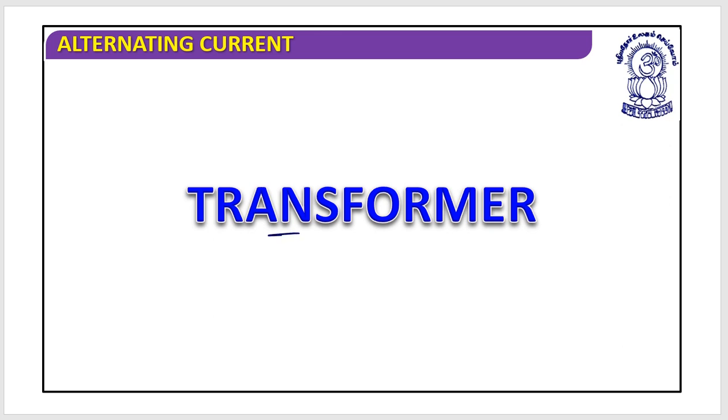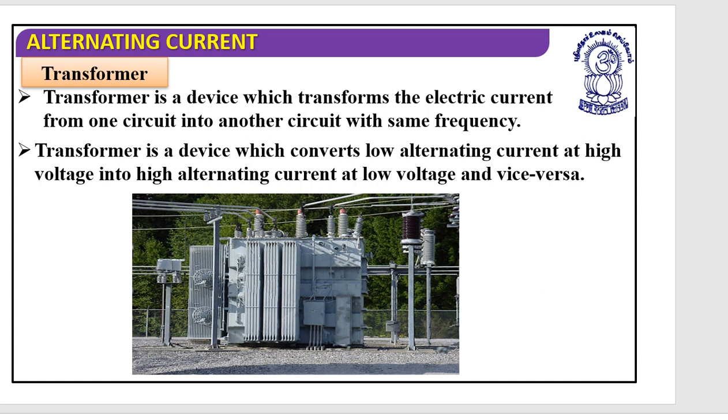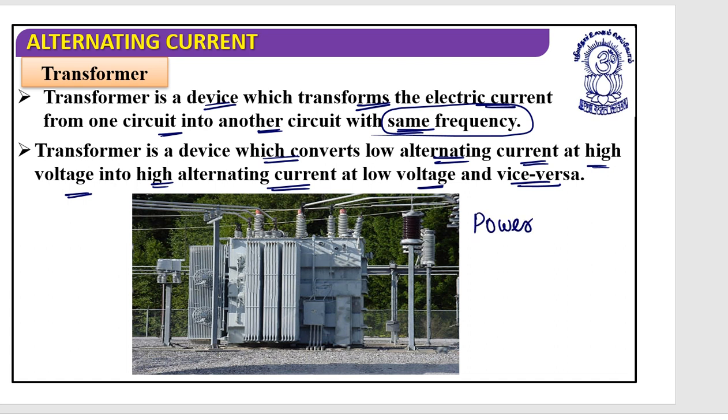In today's class we are going to discuss transformers. So let's begin. A transformer is a device which transforms the electric current from one circuit to another circuit with the same frequency. This is important: the frequency remains the same. A transformer is a device which converts low alternating current at high voltage into high alternating current at low voltage and vice versa. So indirectly this says that even the power remains the same.